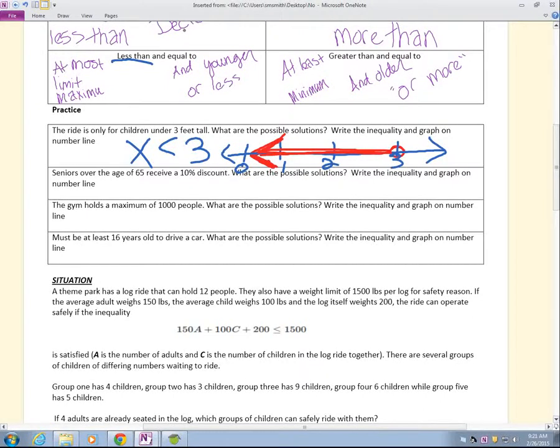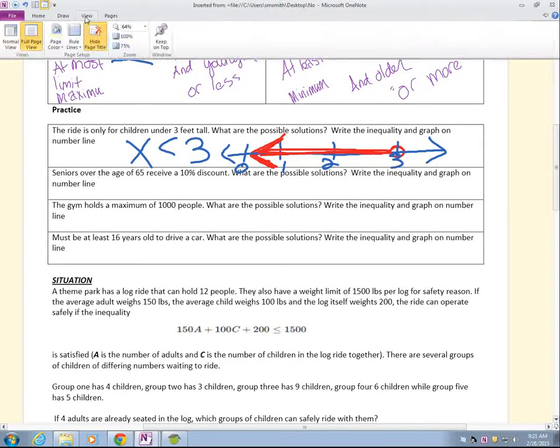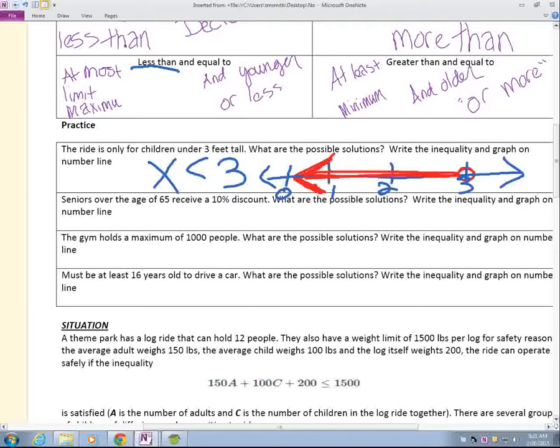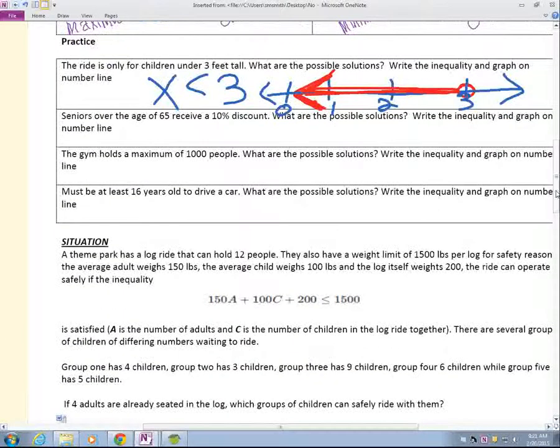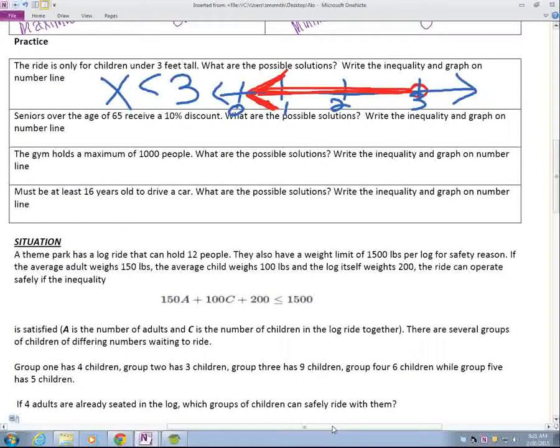So seniors over the age of 65. Over the age of 65. So what should my number line look like, Abby? Am I going to have -2, 1, or -2, -1, 0, 1, 2? Okay, I'm going to see if someone else might be able to help you out. You keep thinking. See if you come up with the same thing she does.